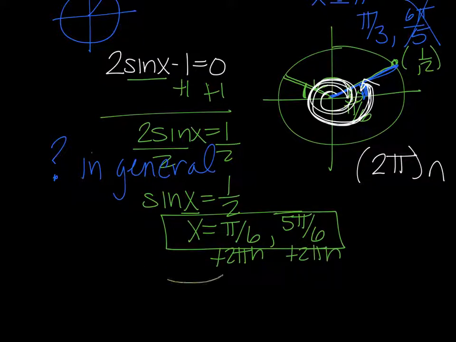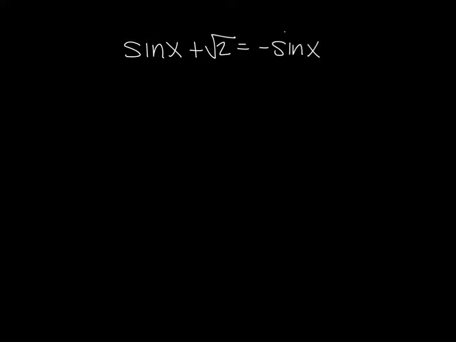And that's only if they tell you in general. Otherwise, they're going to say from 0 to 2 pi. And I'll look at that. I'll show you how they write that later. Okay, let's look at another example, because I think that's what you're going to need here, is just looking at examples. So here's my next example.